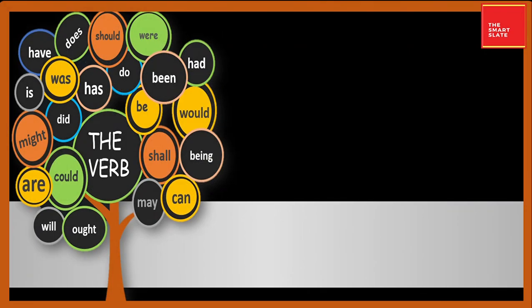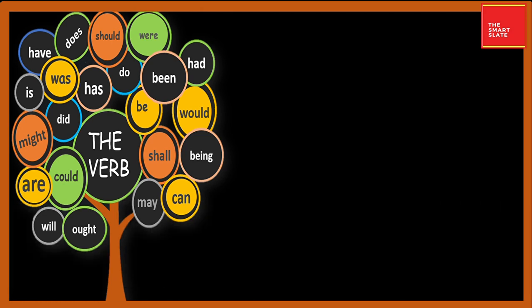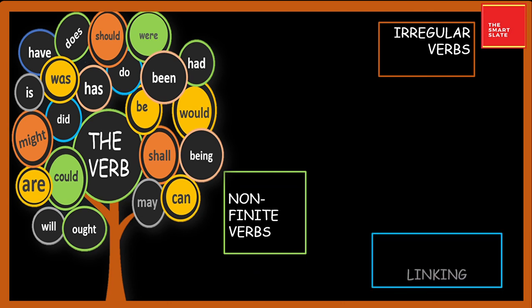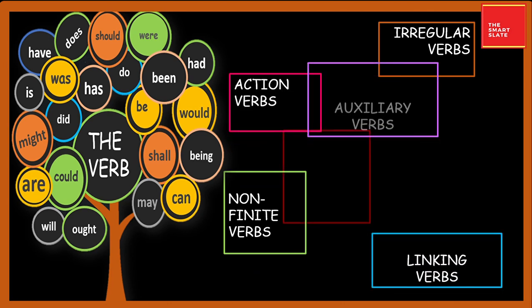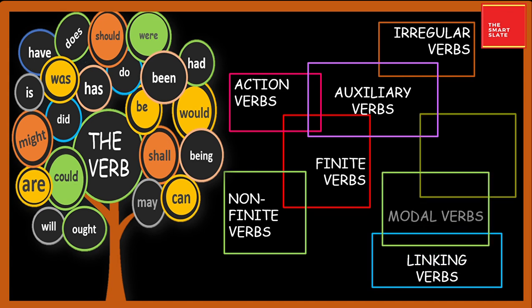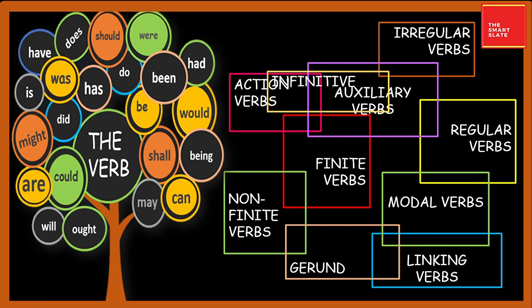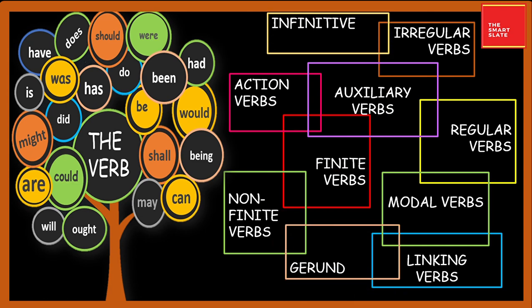As you can see, the picture of a tree is showing you different types of verbs. Here we'll know more about irregular verbs, non-finite verbs, linking verbs, action verbs, auxiliary verbs, finite verbs, modal verbs, regular verbs, gerund and infinitive. Today we'll understand the difference between all these terms and what they actually are. Why are we identifying or classifying the verb in these categories?